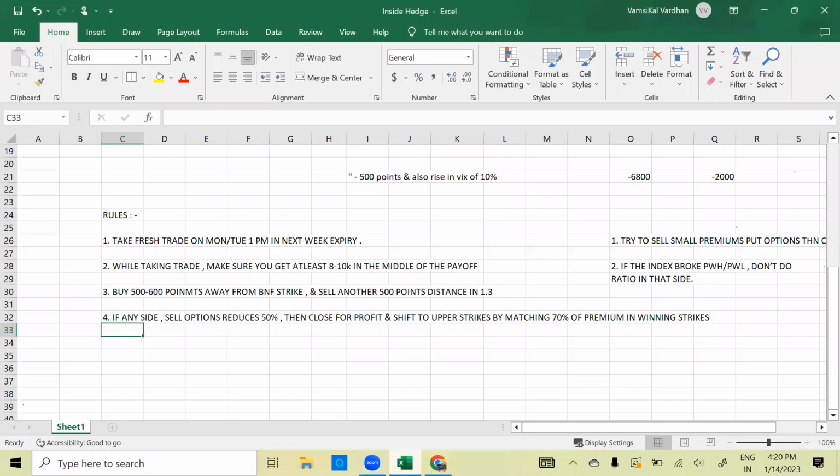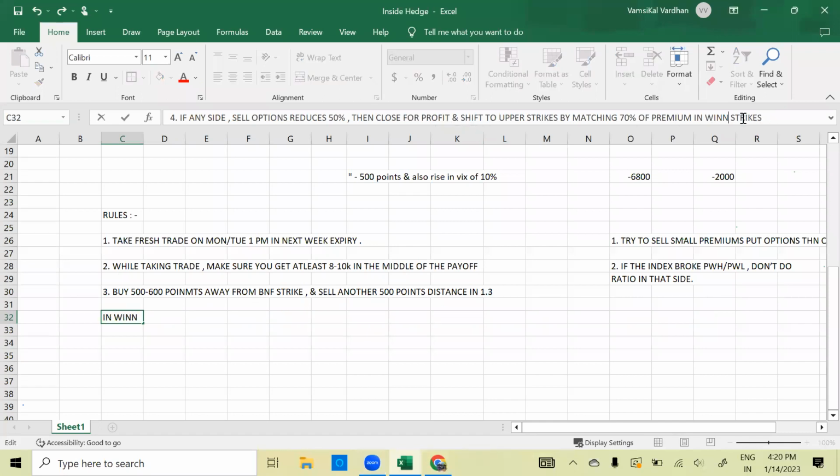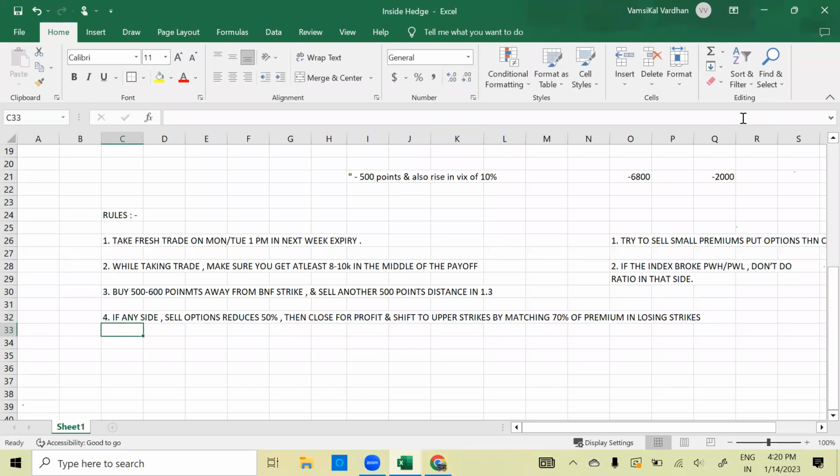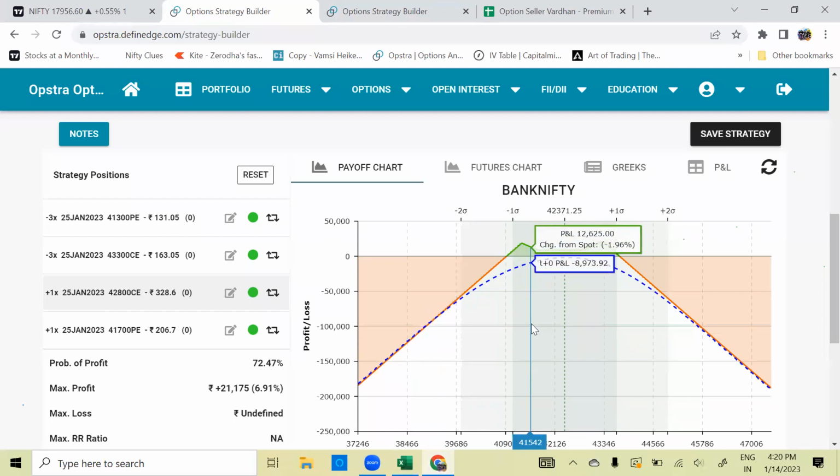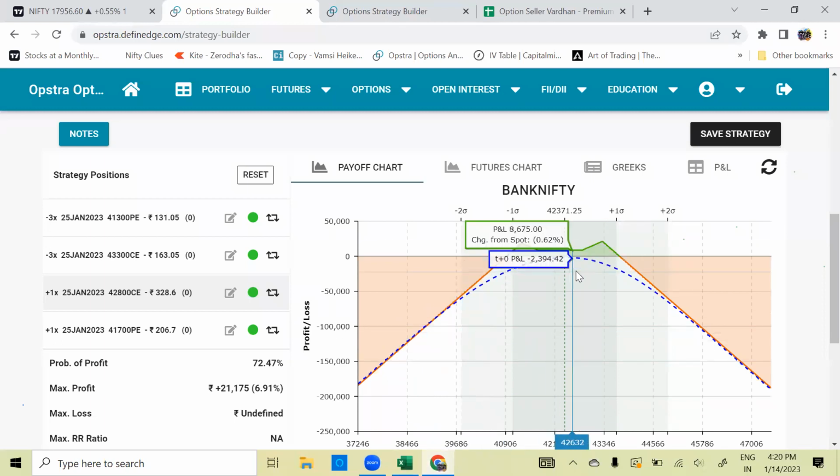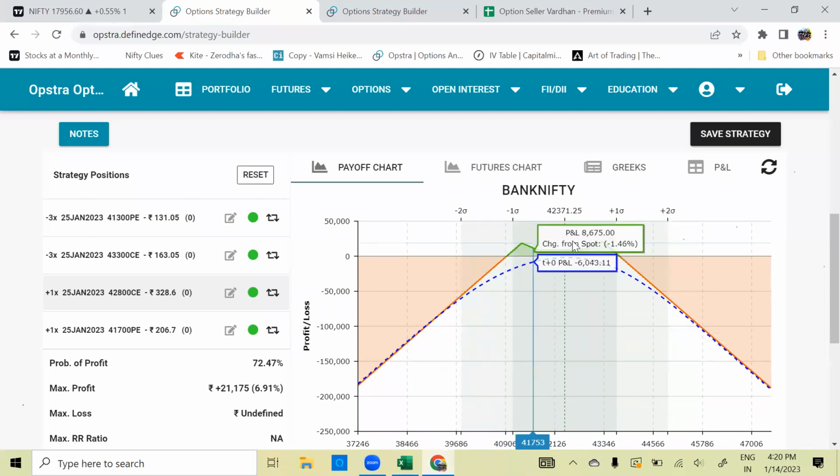Shift to the opposite side by matching 70% premium on the losing side. Losing side means if market is going upside, put will give you profit. So book the profit, then come little higher strike, match the price with premium. Then what happens is, instead of showing like this, it will become little flat also.